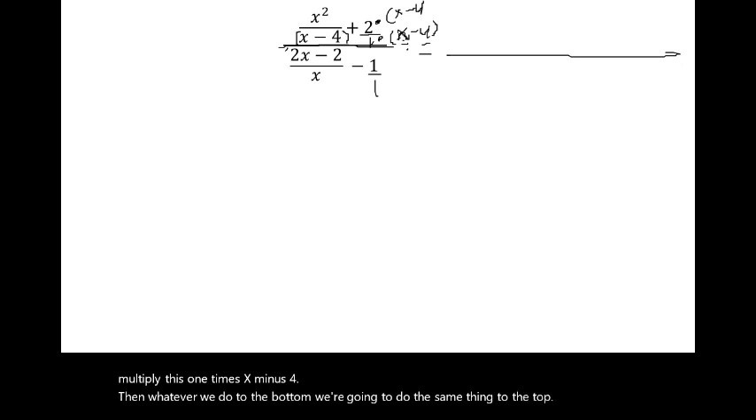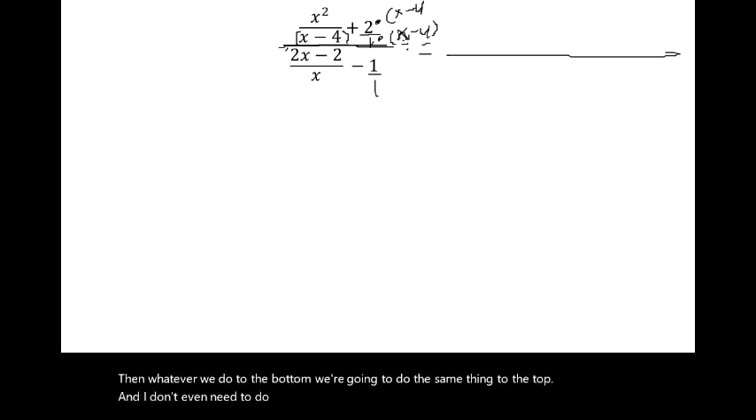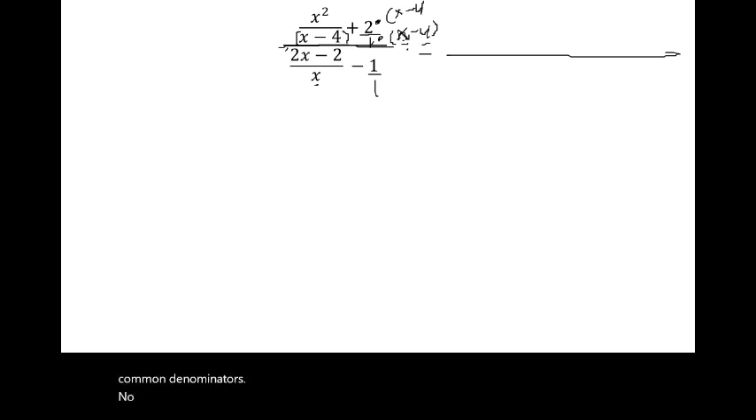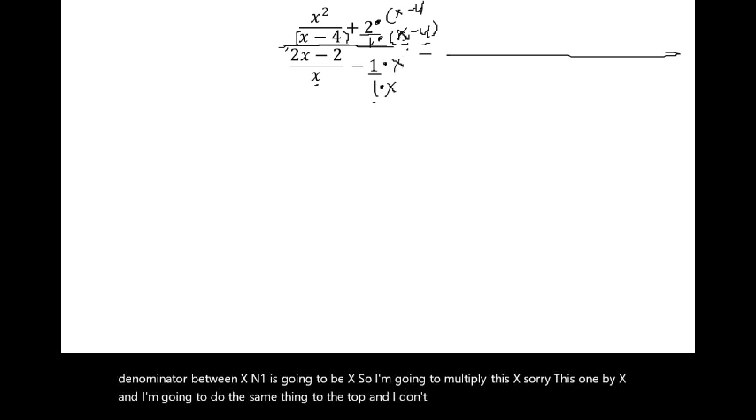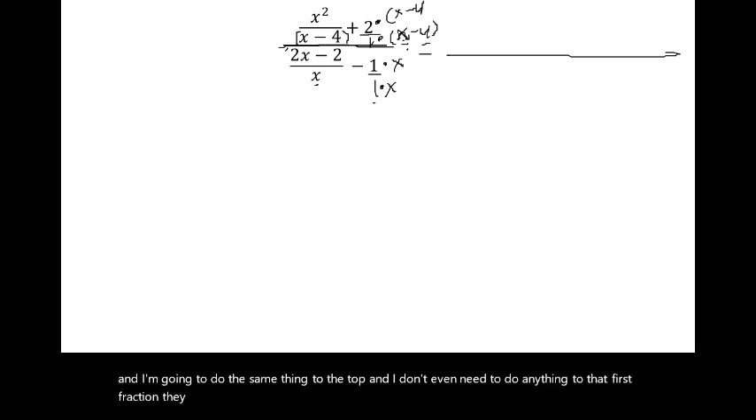And I don't even need to do anything to that first fraction because they will already have common denominators. Now on the bottom, I'm finding a common denominator between x and 1. So the common denominator between x and 1 is going to be x. So I'm going to multiply this 1 by x, and I'm going to do the same thing to the top. And I don't even need to do anything to that first fraction. They will have a common denominator.